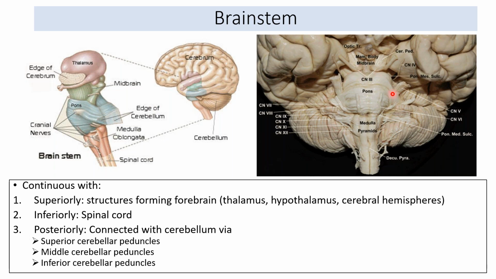If you see this picture, this is a ventral view of the brainstem. Posteriorly, you'll be able to appreciate the cerebellum. The brainstem is connected to the cerebellum via three peduncles: the superior, middle, and inferior peduncles. The superior peduncle connects the midbrain to the cerebellum. The middle cerebellar peduncle connects the pons with the cerebellum, and finally the inferior cerebellar peduncle will connect the medulla with the cerebellum.